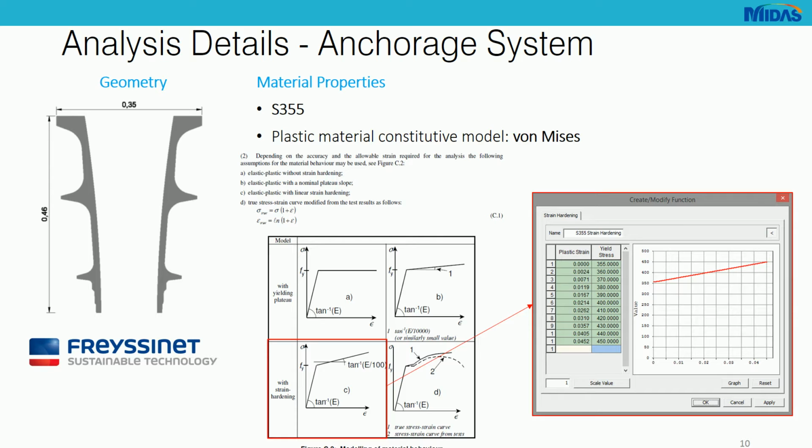rehabilitation. The material used for the anchor system, so for the trumpet and the bearing plate, is S355, and the nonlinear plastic model for it was von Mises. We have used an elastoplastic curve with linear strain hardening as per the Eurocode, and you can see how we have defined this in the software. And now I will go back to midas FEA and show you the properties of the trumpet.